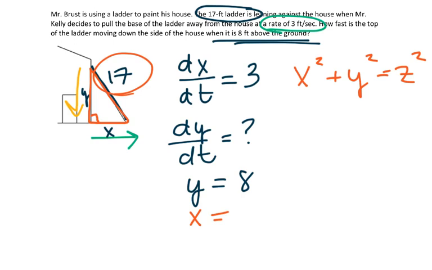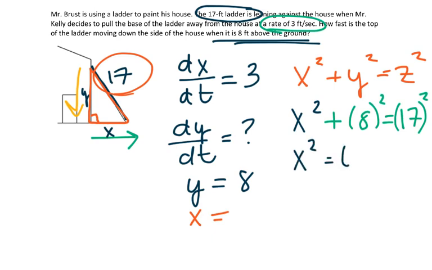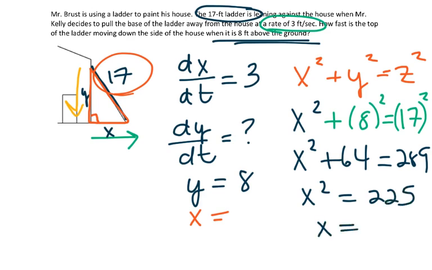So I don't know x squared, but I do know that y is 8 and the length of the ladder z is 17. So we have x squared plus 64 is equal to 289, and I get x squared is equal to 225. So x, if I take the square root, is 15. Alright, so we know all that stuff.